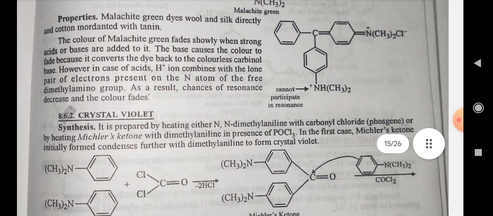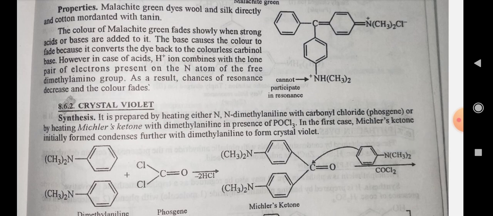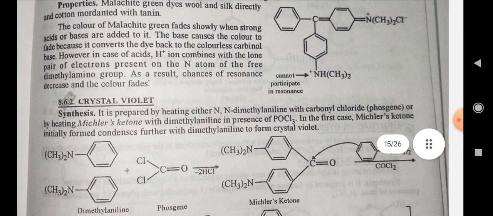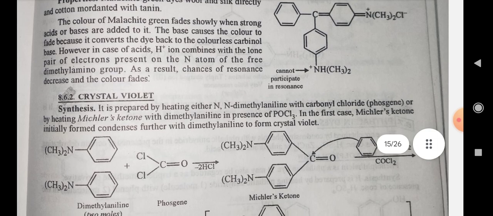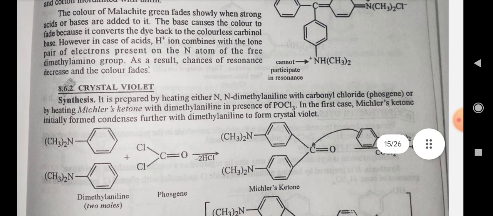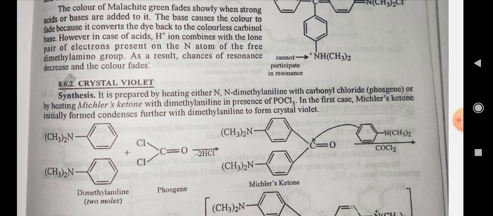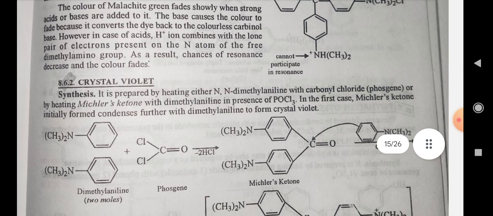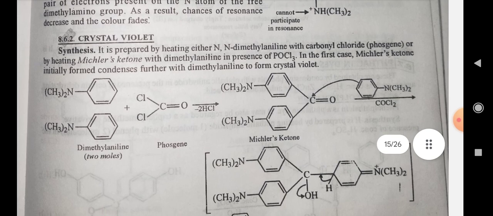Properties: malachite green dyes wool and silk directly, and cotton mordanted with tannin. The color of malachite green fades slowly when strong acid and bases are added to it. The base causes the color to fade because it converts the dye back to the colorless carbinol base. However, in the case of acids, H positive ions combine with the lone pair of electrons present on the N atom of the free dimethylamino groups. As a result, chances of resonance decrease and the color fades.